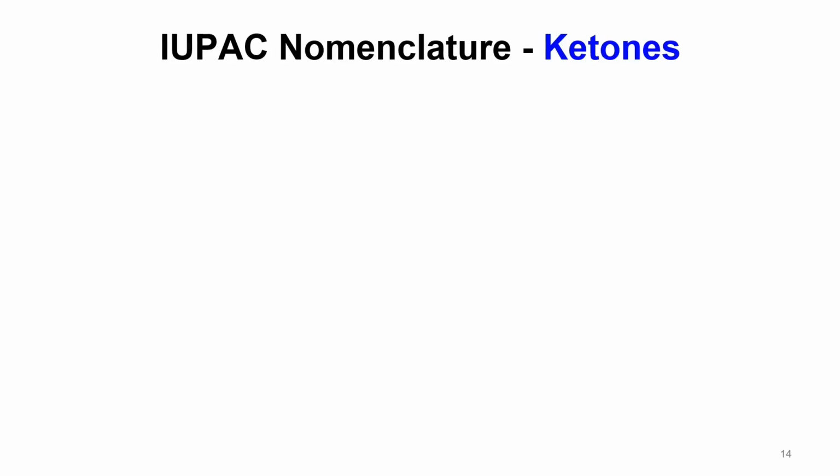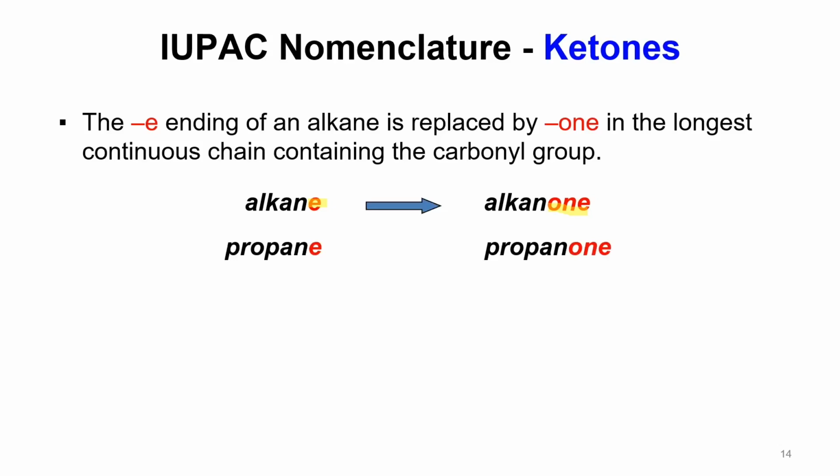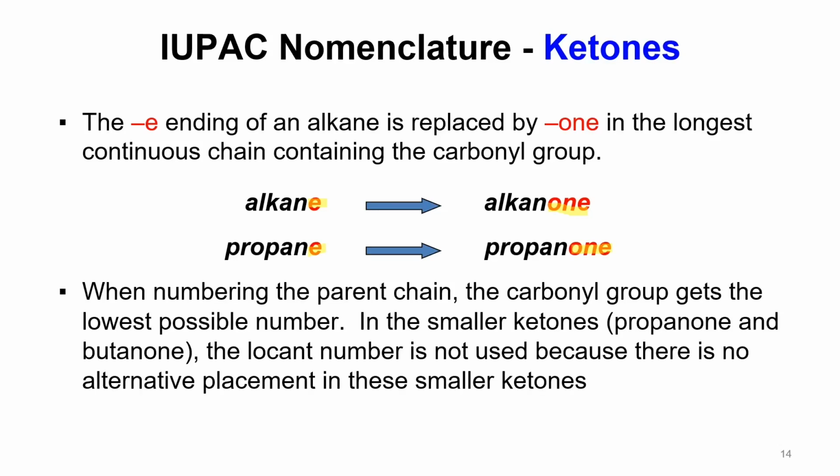IUPAC nomenclature for ketones. The E ending of alkane is replaced by ONE in the longest continuous chain containing the carbonyl group. Propane for alkane and propanone for ketone. When numbering the parent chain, the carbonyl group gets the lowest possible number.